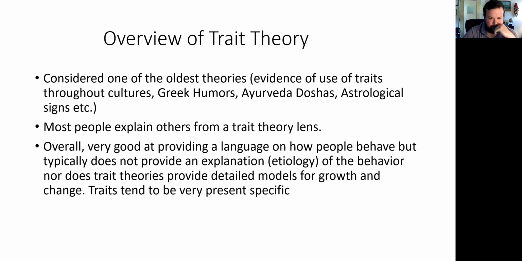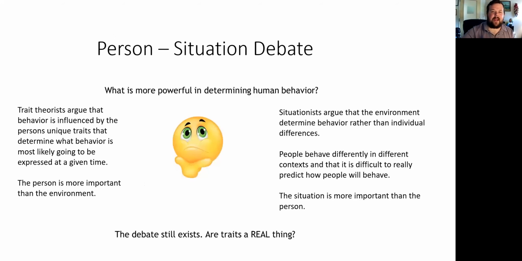Okay. So with that, again, the limitations: we don't have an explanation, and we really don't have a detailed model of how growth and change can occur. We don't have a detailed model of how growth and change can occur through trait theory, because again, it's so specific to the present moment.